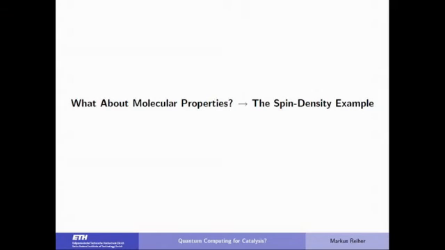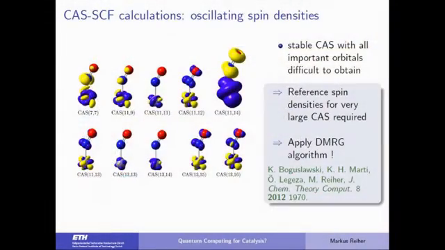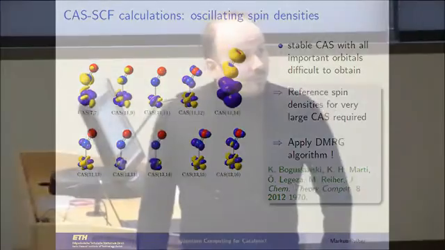Okay, but this is as much about the two examples as I wanted to tell you, just to give you an impression of what a chemical problem really is. And of course, there are also molecular properties we are interested in, and one property that we have spent some time on calculating is actually the spin density, because that turned out to be very hard with standard methods. Why is that so? Well, let me explain to you.